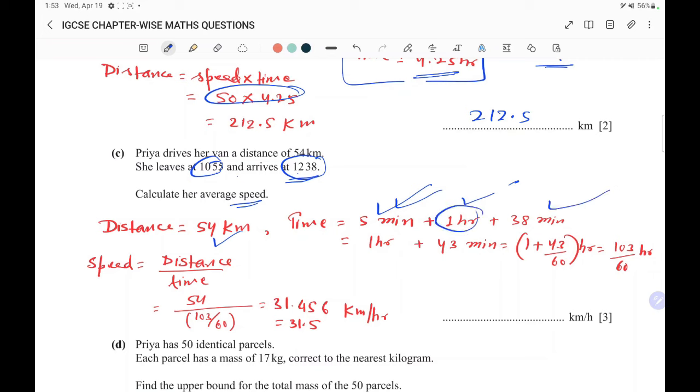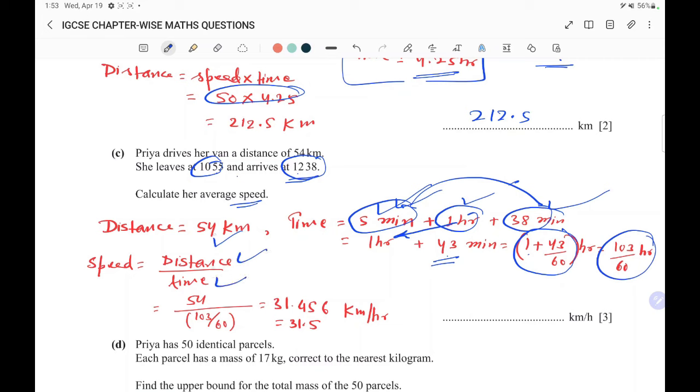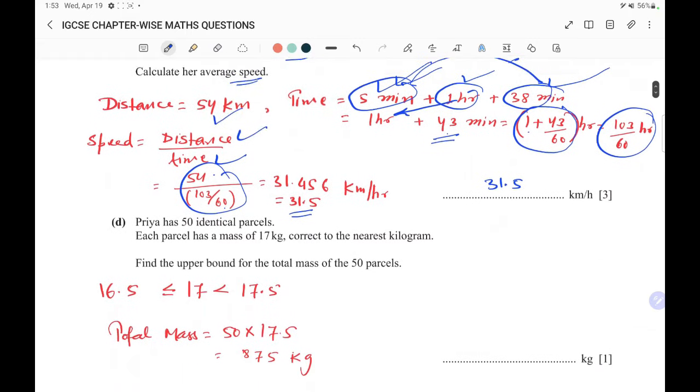So now we have 1 hour, which is here. Now 38 minutes and 5 minutes, when you add them together, you will get 43 minutes. So 1 hour here and 43 minutes, then divide by 60, 43 over 60, this much will be the total hour. Now 103 over 60 hours is the time. Now distance over time is the speed. So distance is 54 and the time is 103 over 60. Just use a calculator to get 31.5. So here you will get 31.5.